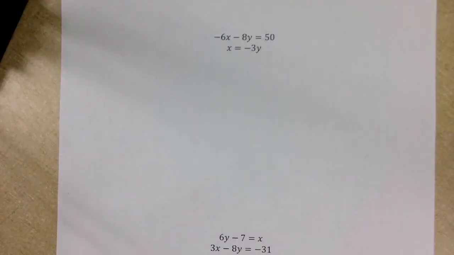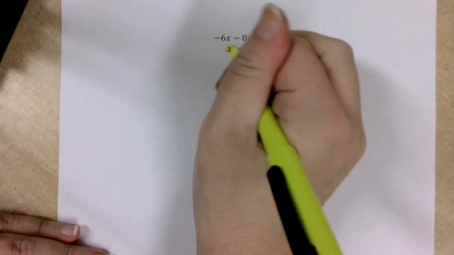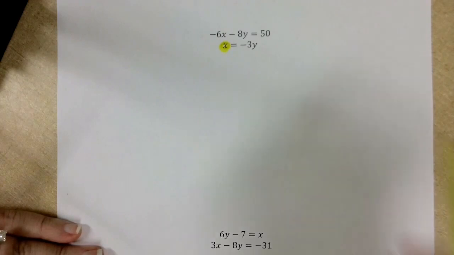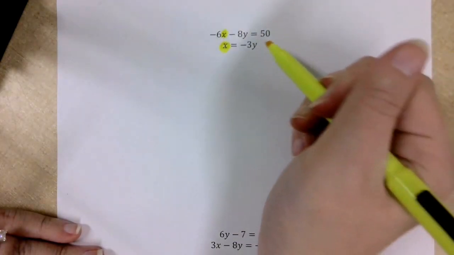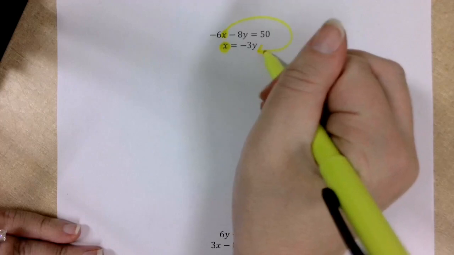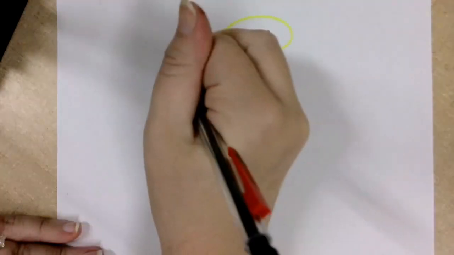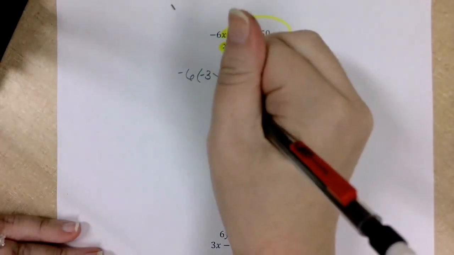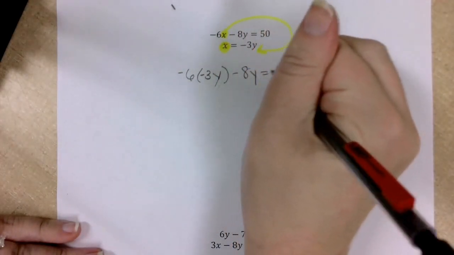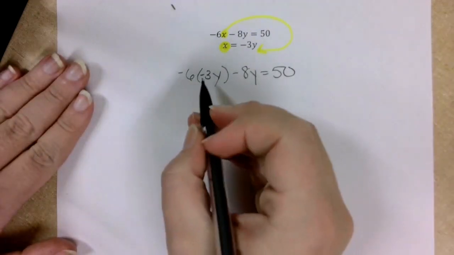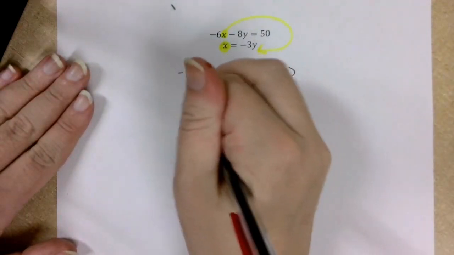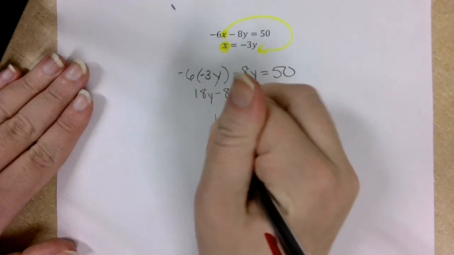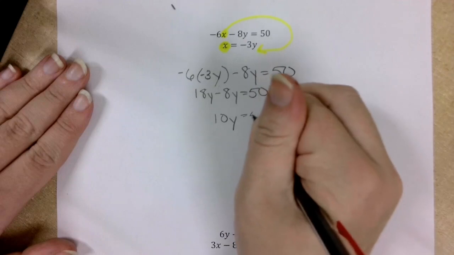Okay, so we're always going to look for the lone variable. X is all by itself here. So that means I am going to replace this x in my first equation with that -3y. So -6 in parentheses, since I'm substituting it in, and solve. -6 times -3 is a positive 18. 18 minus 8 is 10. So 10y equals 50.